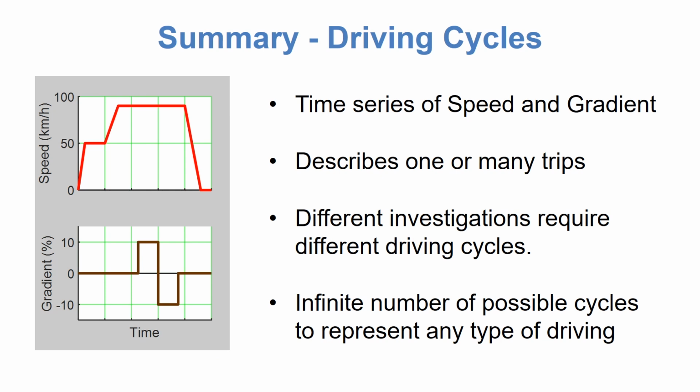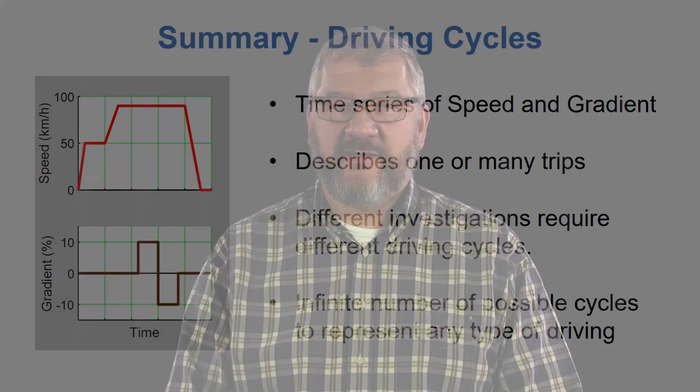To summarize, driving cycles are time series of speed and gradient. Sometimes they also include some other factors. They describe one or many trips and are of varying length. Different types of investigations require different driving cycles. Therefore, it's not possible to have one standard cycle for all purposes. There exist an infinite number of possible driving cycles, as there are infinite numbers of possible types of road environments and traffic situations to describe. Now you can test what you have learned about driving cycles.